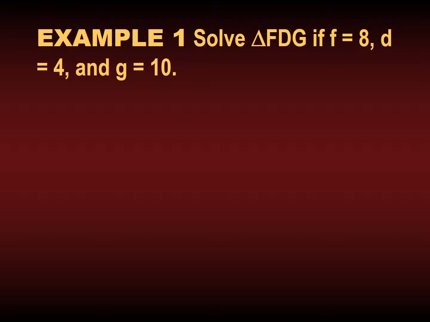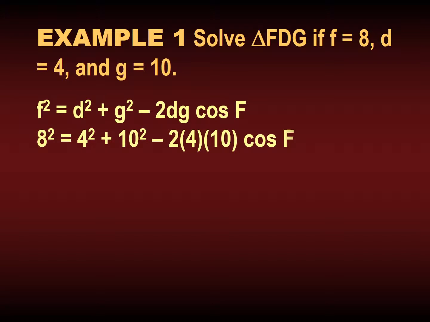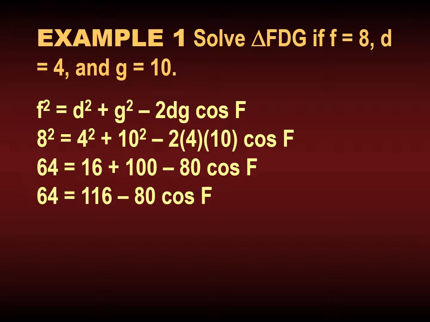So the only law of cosines formula that has angle F in it is f squared equals d squared plus g squared minus 2dg times cosine of F. So we'll go ahead and plug in our values for f, d, and g, and then we'll go ahead and solve for F. So the first thing we do is we do our squares, and then we do our 2 times 4 times 10. 16 plus 100 is 116.